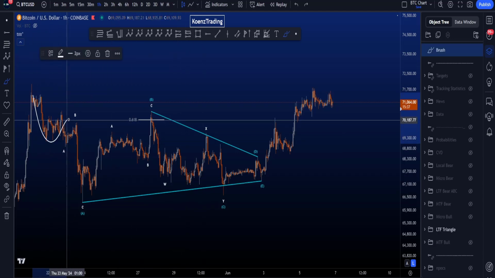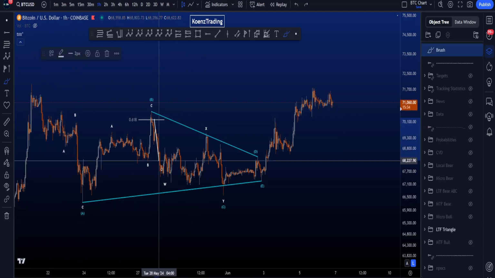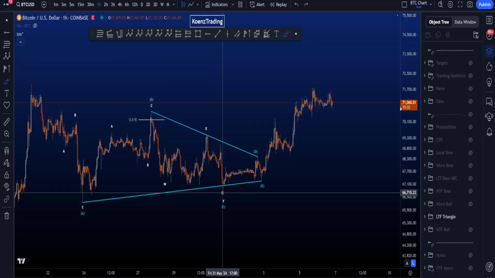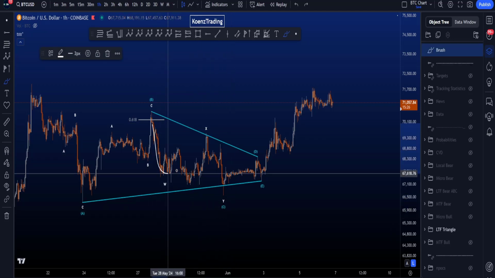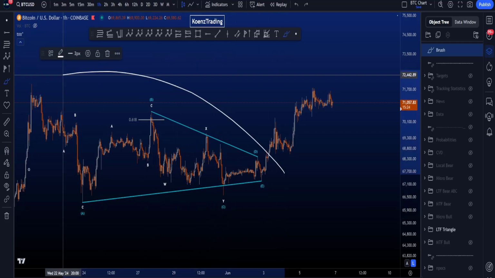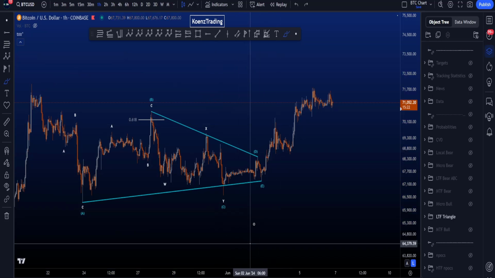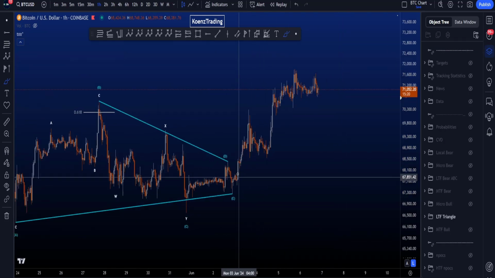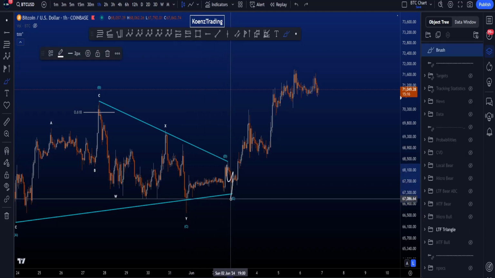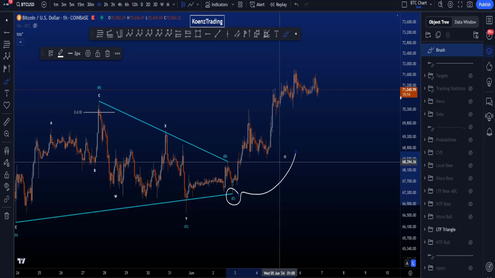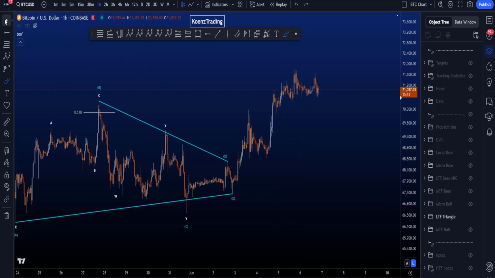Inside wave A, we can count a simple zigzag. Inside wave C, a WXY, and only one of the waves in a triangle is allowed to be a complex structure, which in this case is wave C, as this is a WXY, and all of the other waves have to be simple structures in a wave ABC. That means that in wave D, we then have a simple ABC, as well as in wave E, to finish the triangle and look for price to move towards the upside.